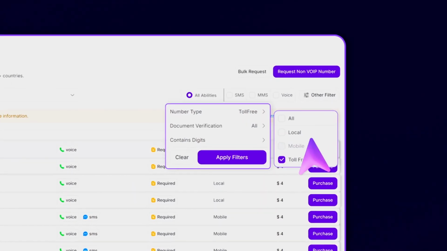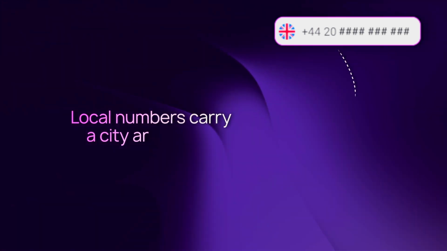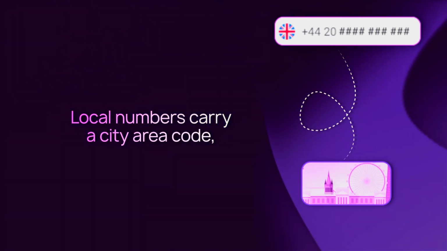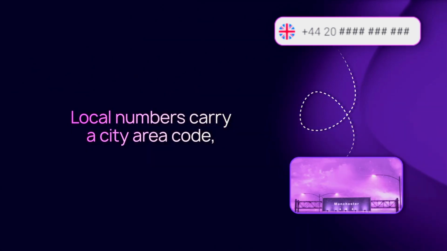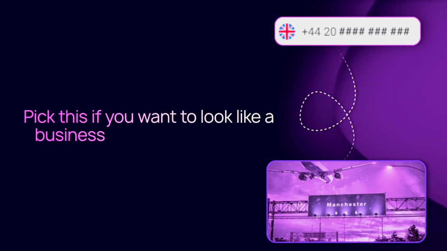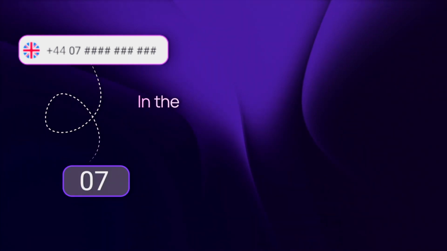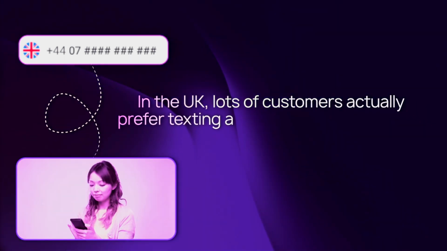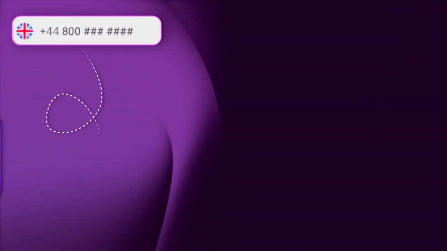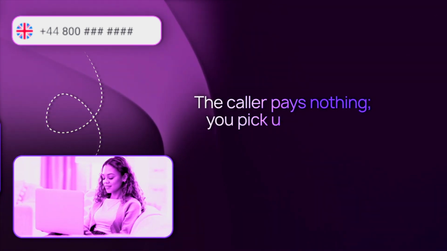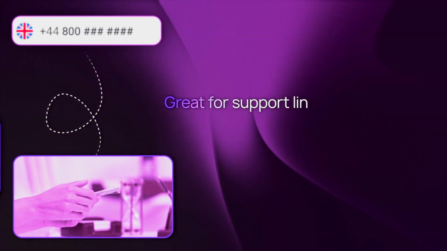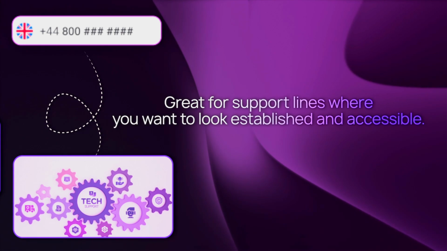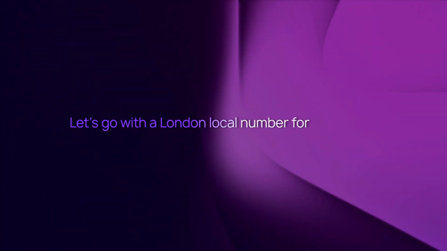You've got 3 choices here. Local numbers carry a city area code, like 020 for London or 0161 for Manchester. Pick this if you want to look like a business in a specific UK city. Mobile numbers are a 07 number. In the UK, lots of customers actually prefer texting and calling mobile numbers, so this feels natural for sales and support. And the toll-free numbers, your 0800 numbers. The caller pays nothing. You pick up the cost. Great for support lines where you want to look established and accessible. Let's go with a London local number for this demo.